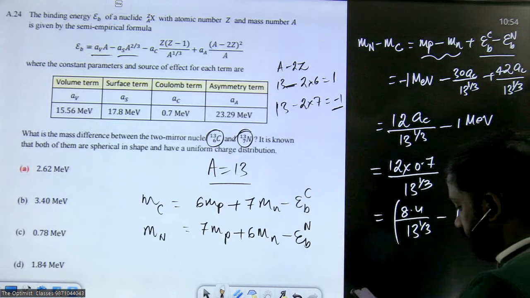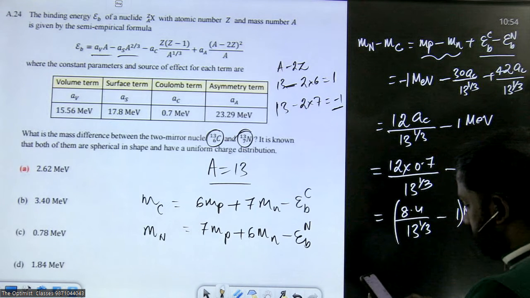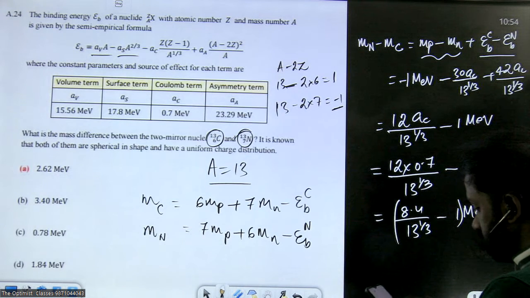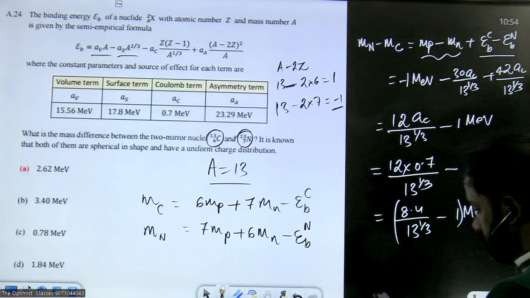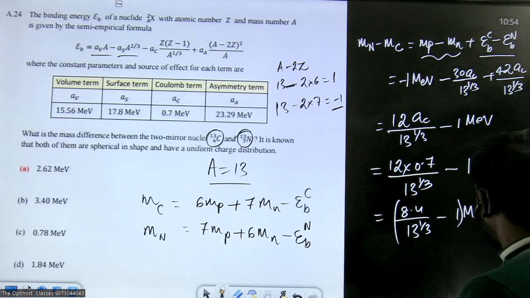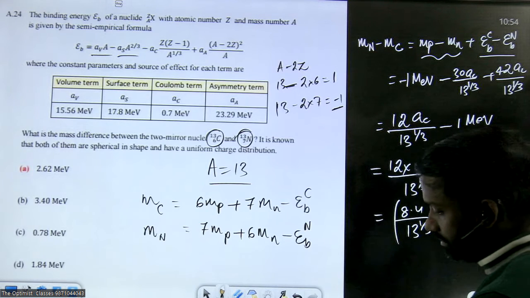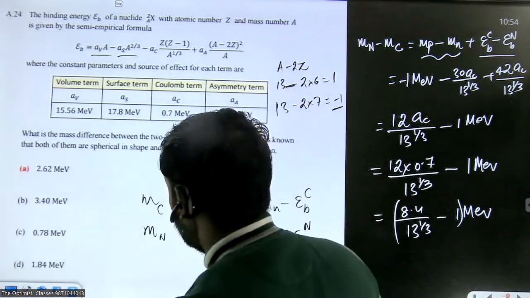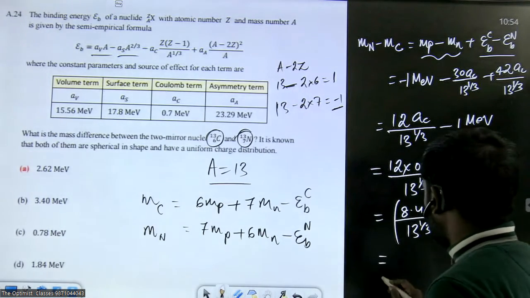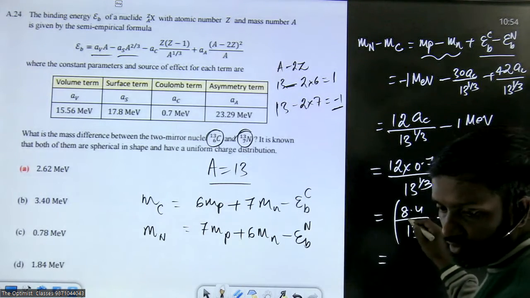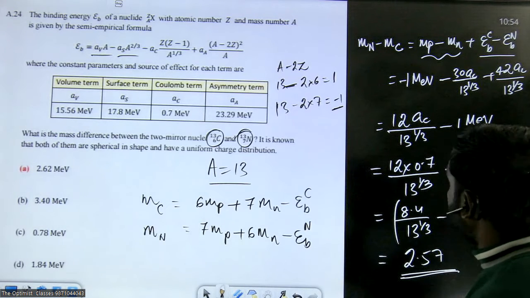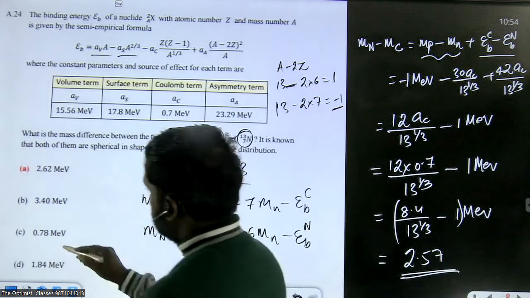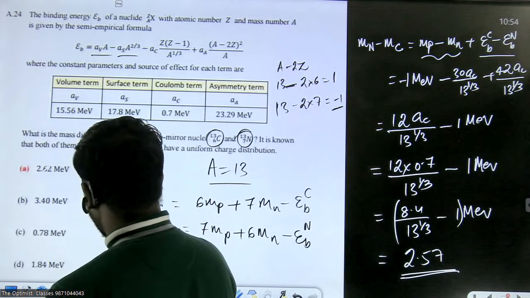So we have 8.4 divided by 13 to the power 1/3. Yeah, so we are getting 3.57, and that is minus 1. So this is basically 3.57 we are getting from here, and minus 1, so you will get 2.57 or something. Approximately this is the closest answer that we are getting. Okay, option A.